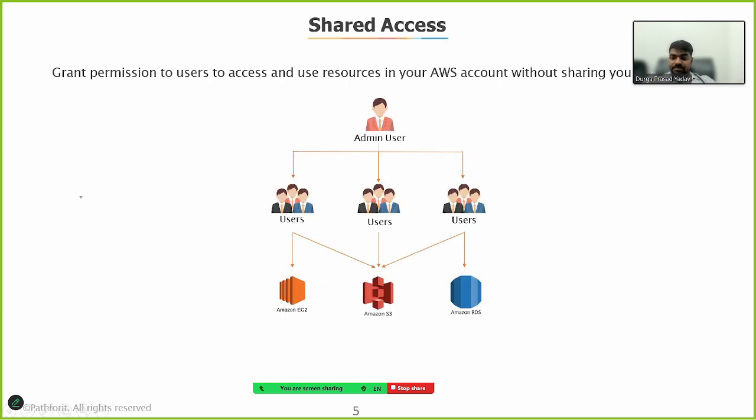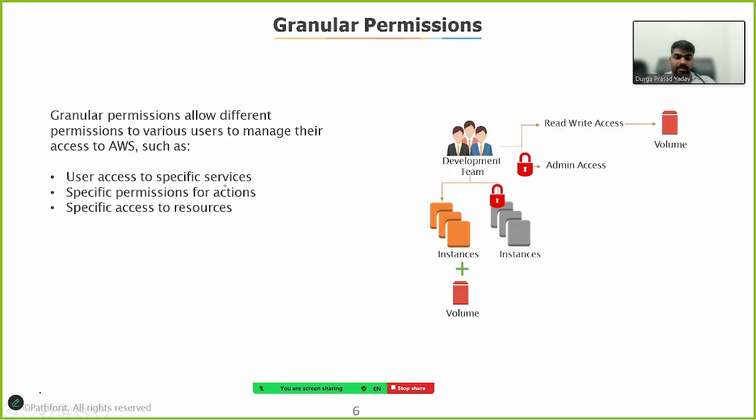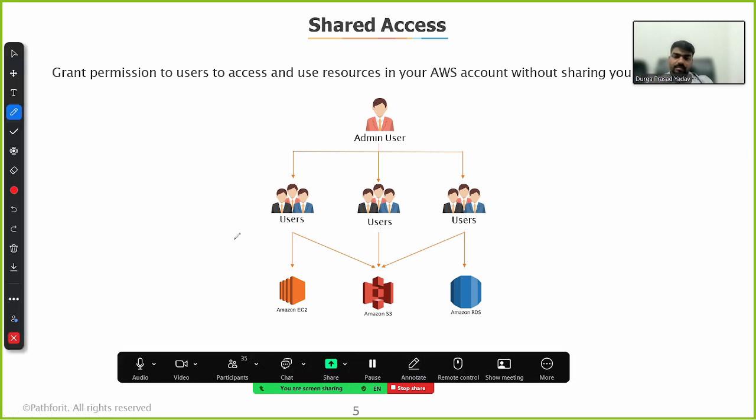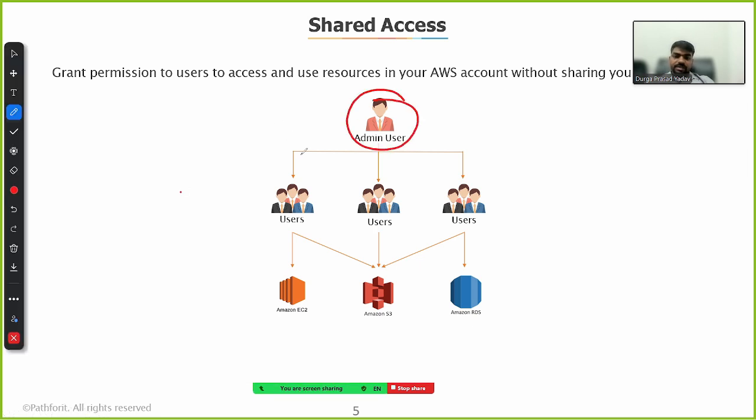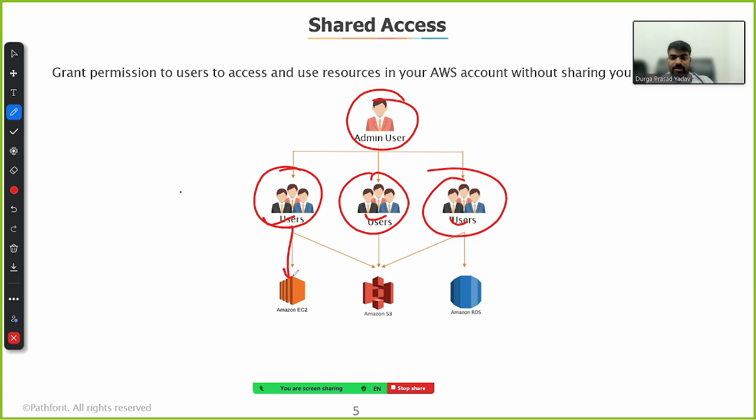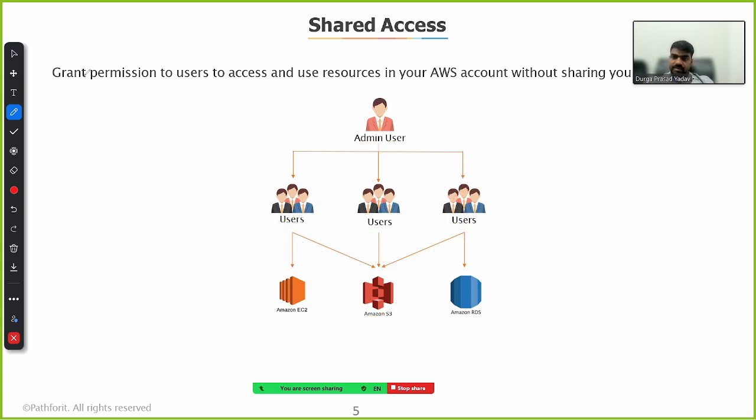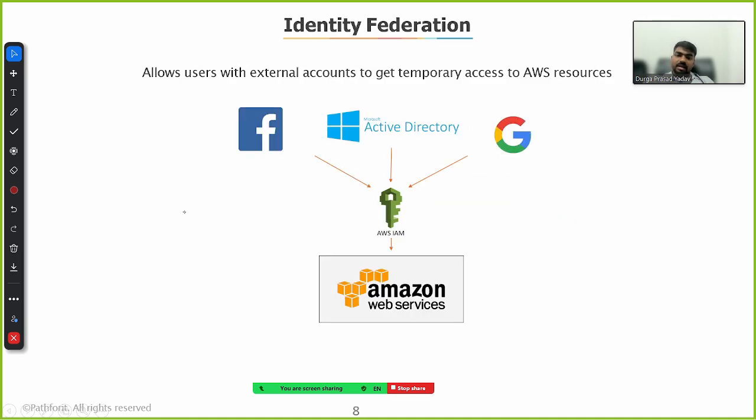Shared access, for example, let's suppose this is the root user. These are all the IAM users. These users we are keeping in groups. These three users have permission for EC2 and S3. This user has permission only for S3. These users have permission for RDS and S3. Right? These kinds of things we are able to see here. We are sharing the access with the users and groups, right? Like this.